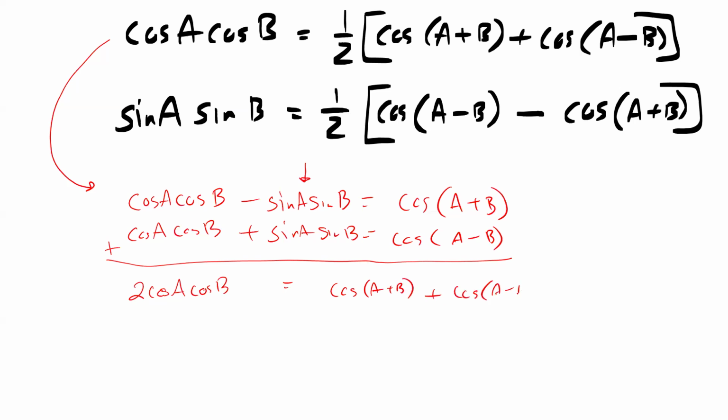There's my difference formula. I'm adding them together, and if I'm trying to solve for this side, all we have to do is divide by 2, and we get cosine of A cosine B. The formula itself is not a division by 2, it's a multiplication by 1/2. That's all.